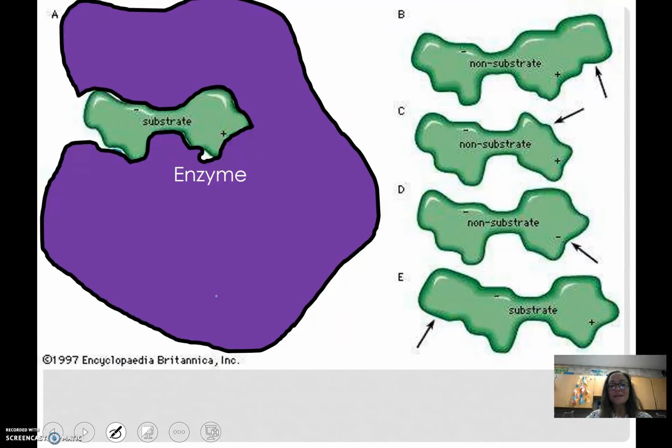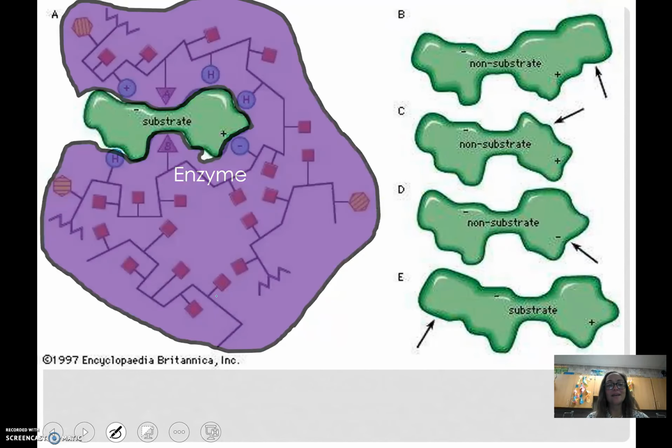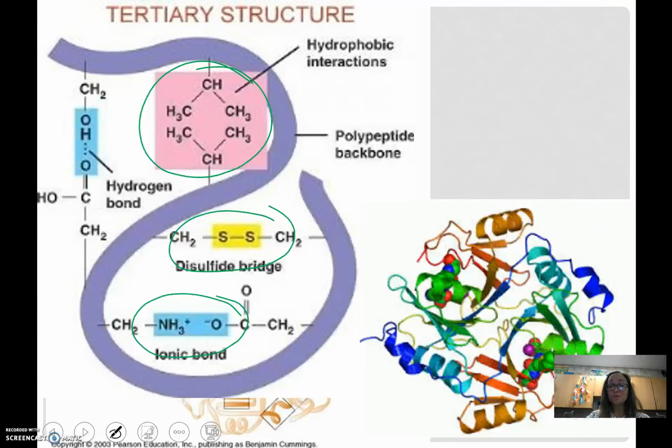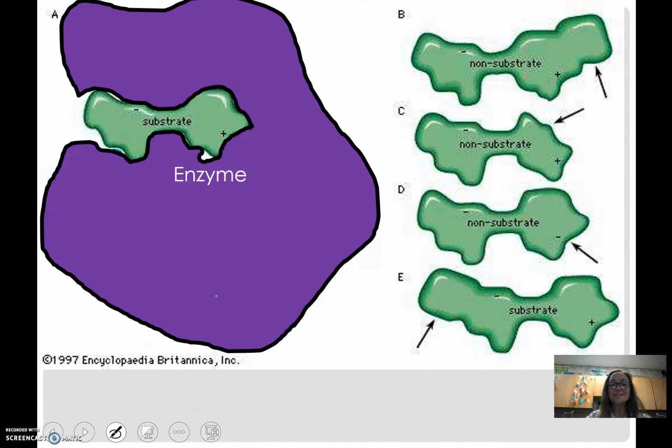So here is an enzyme and a substrate. Now I'm going to remove the enzyme so we can see inside. Now remember, enzymes are proteins. Proteins are made of amino acids that interact with each other, folding up into a designated shape. So here's the shape of the enzyme. It fits very closely with the substrate.